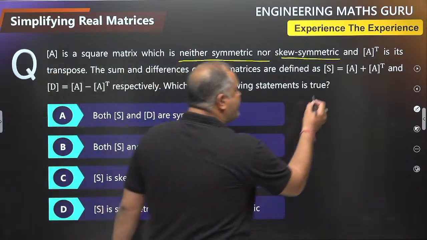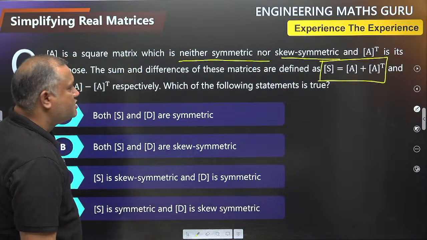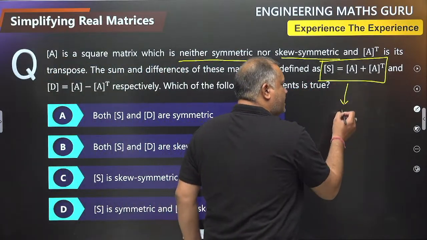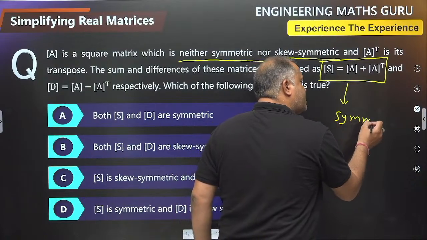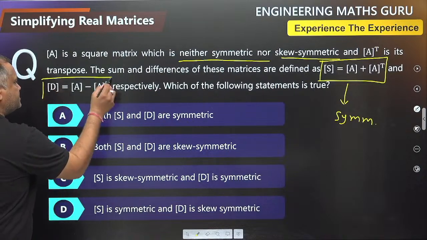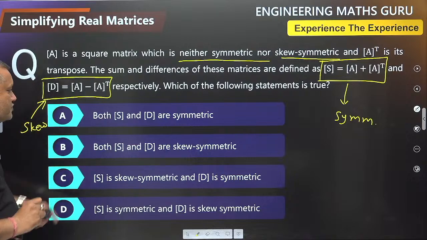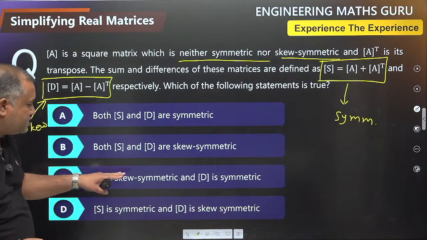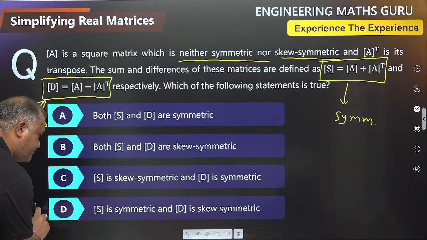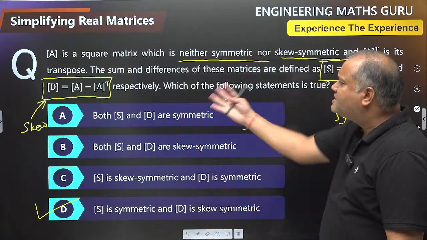So we formed a matrix S which is the addition of these two. So S is the addition of A and A transpose. भाई ये तो सिमेट्रिक होगा, S is symmetric without any doubt I can say. We already learned the properties, and D is the difference, A minus A transpose. This is skew symmetric. So S is skew symmetric, that is wrong. S is symmetric and D is skew symmetric. Option D is the correct one. Are you following? Already we discussed the same property.